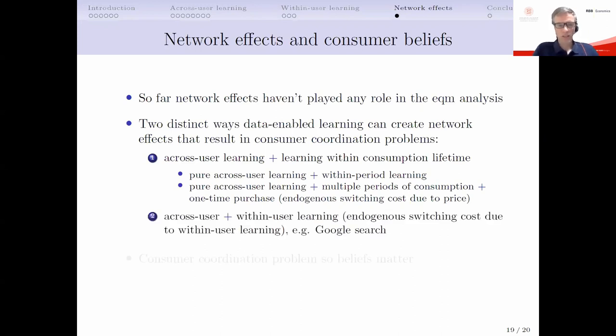The most interesting case is when we combine across user and within user learning. So we take the two models and put them together, and then we get an endogenous switching cost, which comes from the within user learning. The more I use the product, the better it gets, so that creates a switching cost, as I mentioned earlier, because I don't want to go back to having to start the learning again with a different product. But at the same time, it's also getting better as more other people are using the product. So now I need to think about the product I choose, which I know is going to get better as I use it more, should also be the one that everyone else is using, because it's going to get better from other people using it.